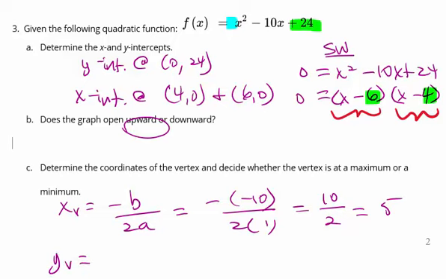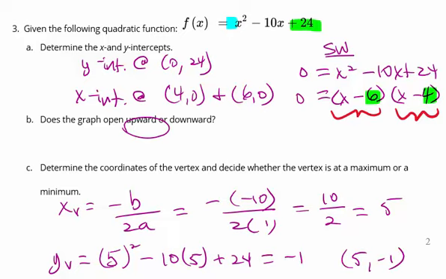And the y-coordinate of the vertex can be found by plugging the x-coordinate into the function f of x. So you're really finding f of 5. So 5 squared minus 10 times 5 plus 24, which is negative 1. And so the vertex is at 5, negative 1. We can tell whether the vertex is at a max or min by looking at the direction that the parabola opens. And because it opens upward, the vertex would be at a minimum.